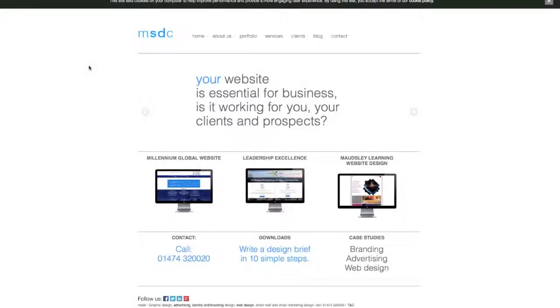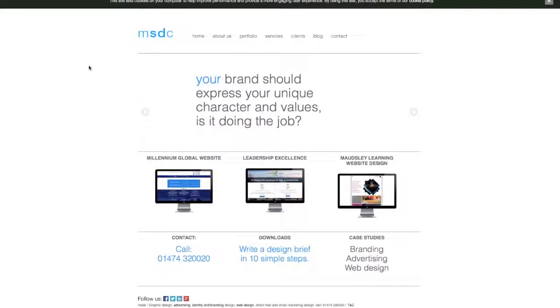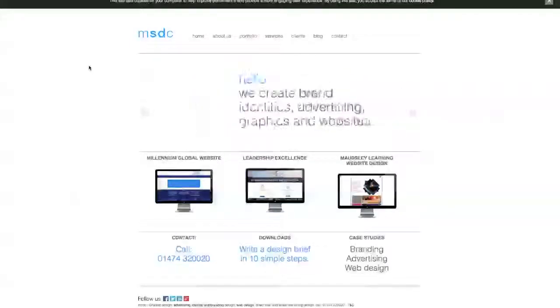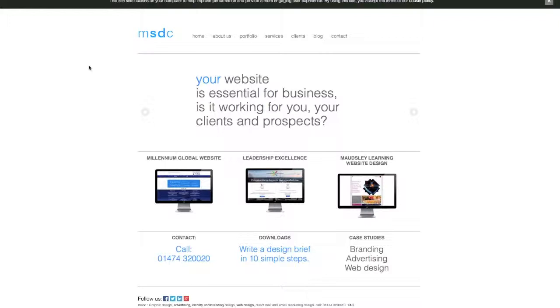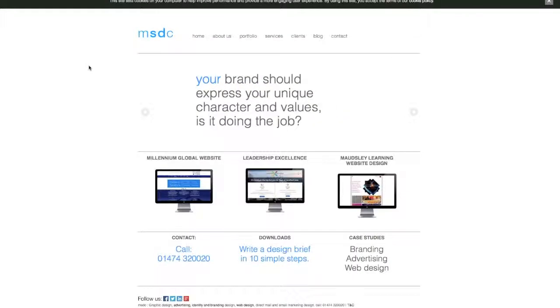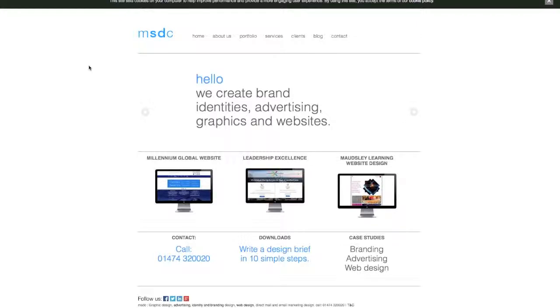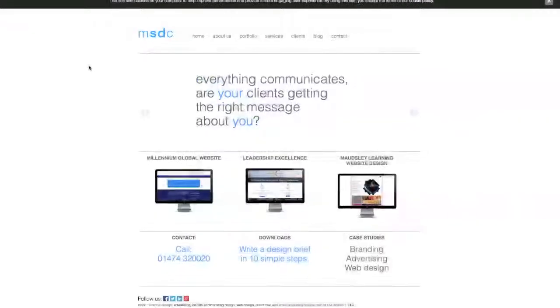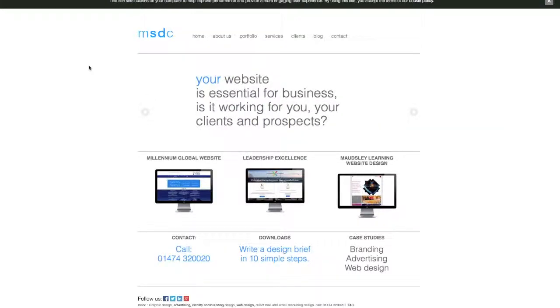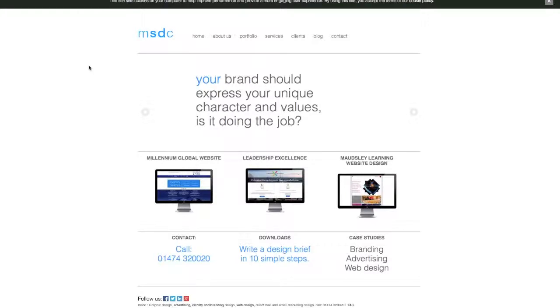This is part one. We're a design agency that's been going for about 20 years. We work with new businesses and startups right through to larger organisations. On the front of the site at the moment you can see a site from Millennium Global. That's, I would say, a medium-sized business, 20 to 40 staff. Leadership Excellence is a startup, and Maudsley Learning is a part of the Maudsley Hospital, so a very large organisation. So the breadth of our client base can be seen there.